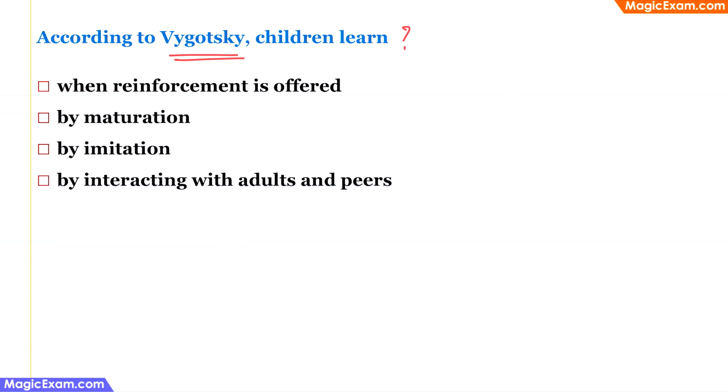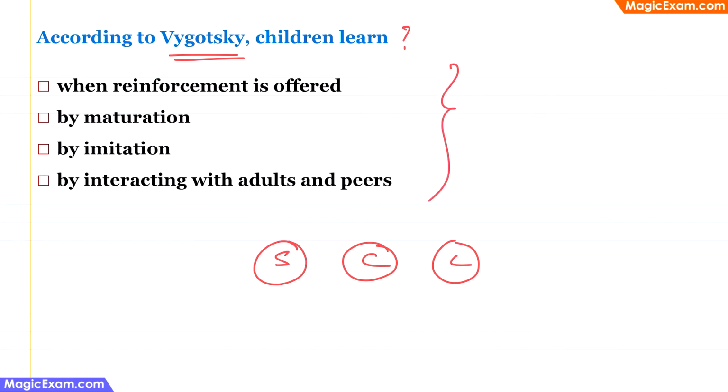Now when we are talking about Vygotsky, you have to remember that his theory says that children's learning is influenced by three major factors, SCL, that is society or social factors, cultural factors and linguistic factors or language. So when we look at all the answer choices, the last one says by interacting with adults and peers. So interaction with adults and peers is nothing but social factors. Therefore, this is the correct answer.